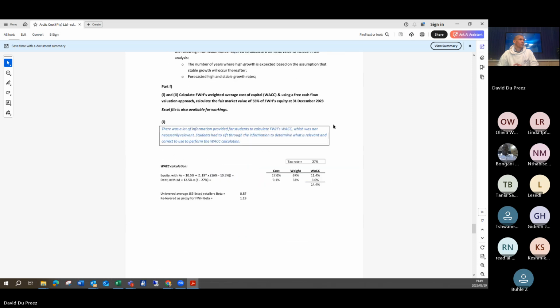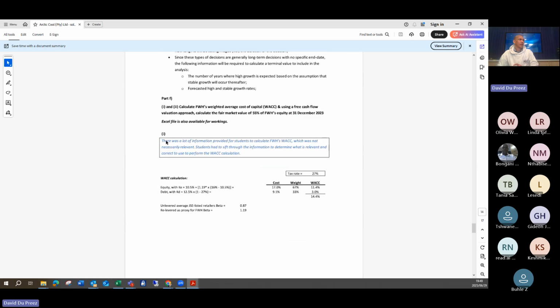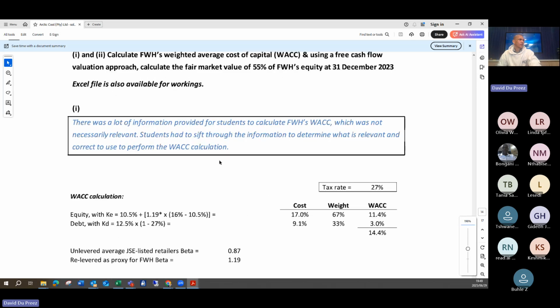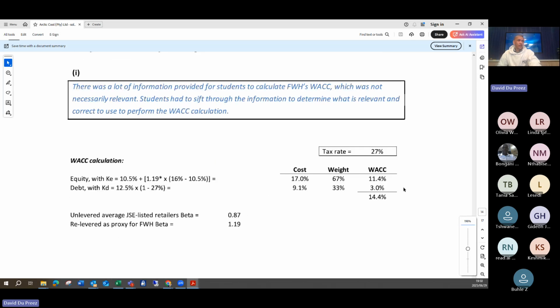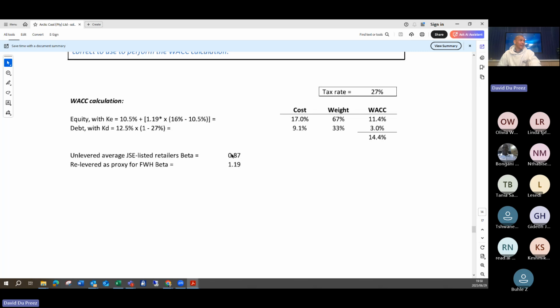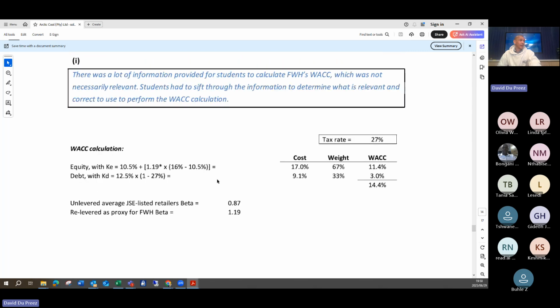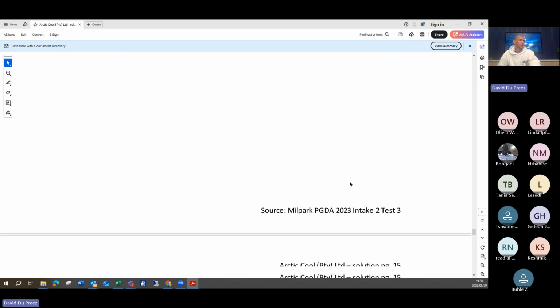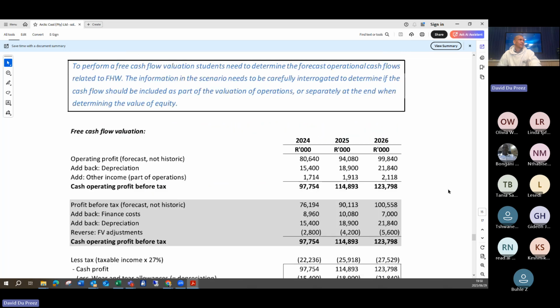Okay, so there's your WACC calculation. Pretty simple. For the cost of equity, they use the risk-free rate details and all of those. Debt is after tax. There's the weighting. There was some unlevering that needed to be done in this question.